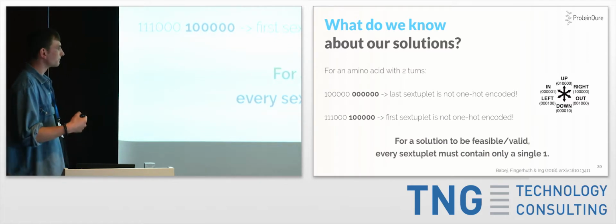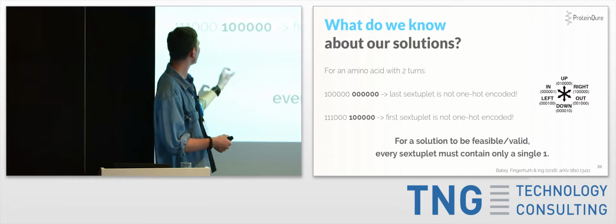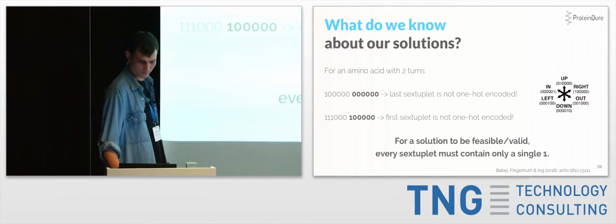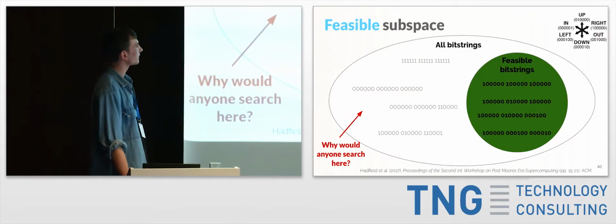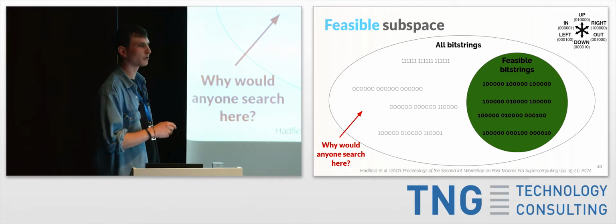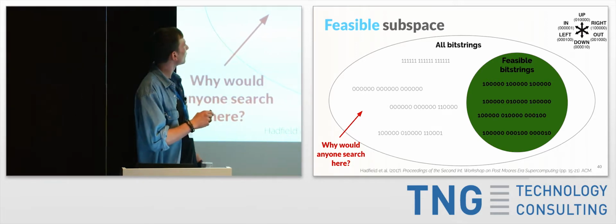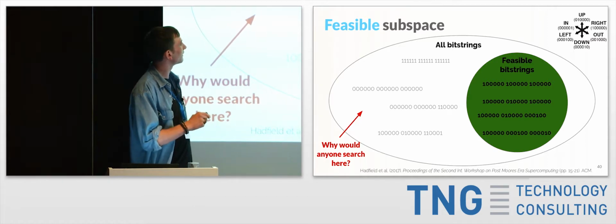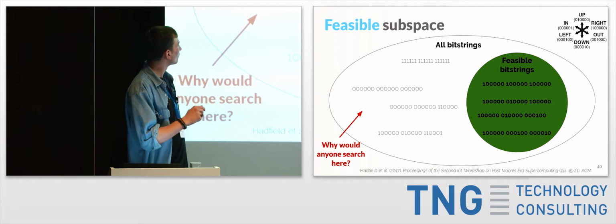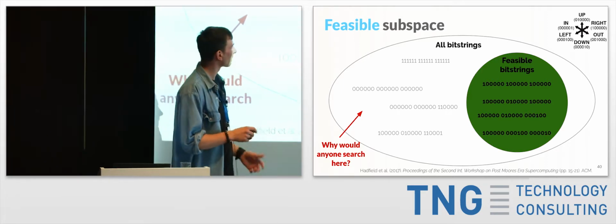So we can say that for a solution to be valid, it needs to fulfill the condition that every 6-tuplet needs to have a Hamming weight of 1. And this realization leads to this idea, where you have the entire state space of possible bit strings, possible solutions that you could get out of your quantum device. But we know that, for example, this string doesn't have any meaning because it doesn't encode any directions. Same with this one. So really, this space is useless for us. We know that we're not going to find any solutions there.